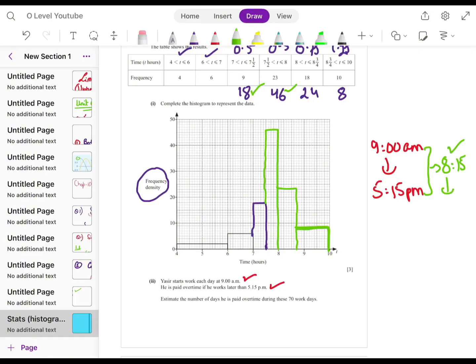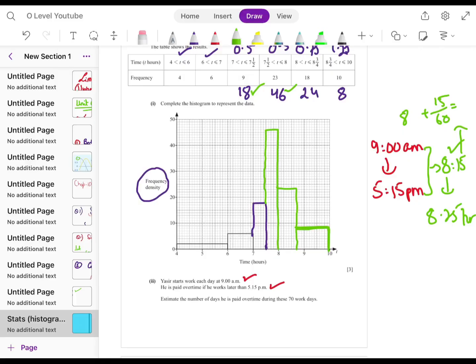8:15 means this, if we convert this, it will become 8.25 hours. Okay, 8.25. How can we convert? 15 minutes, 15 divided by 60 and then add 8. So this will clearly become 8.25 hours. So after 8.25 hours, he will get overtime pay.